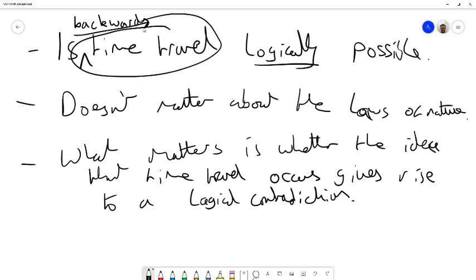Just to give you the heads up, lots of people have thought that time travel, in particular backwards time travel, is not logically possible because it does give rise to paradoxes. It gives rise to contradictions that can't be solved. So that's what we're going to be interested in.